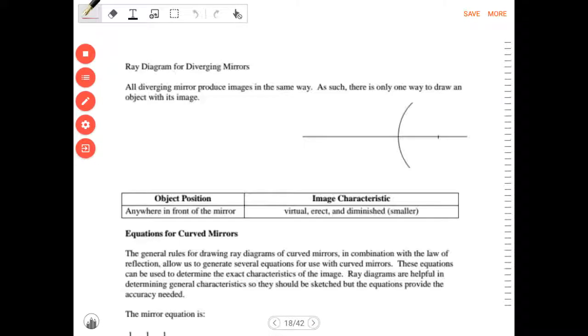Okay, so for a diverging mirror, all diverging mirrors produce images in the same way. As such, there's only one way to draw them. If we put an object over here, let's make it bigger because it'll make it easier for me to draw. Now, it's important to note that these are the kind of mirrors that you see in the back of the drugstore, or the passenger mirror on a car. Remember, it says objects are closer than they appear?